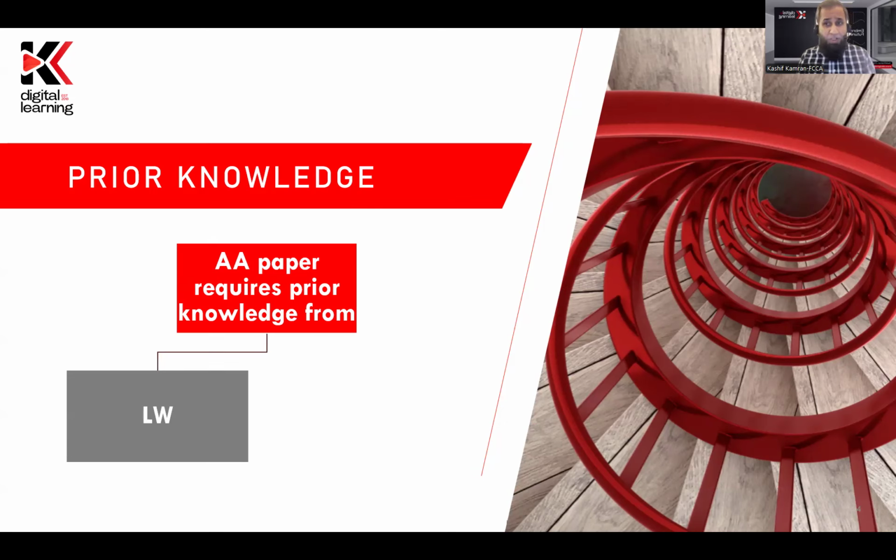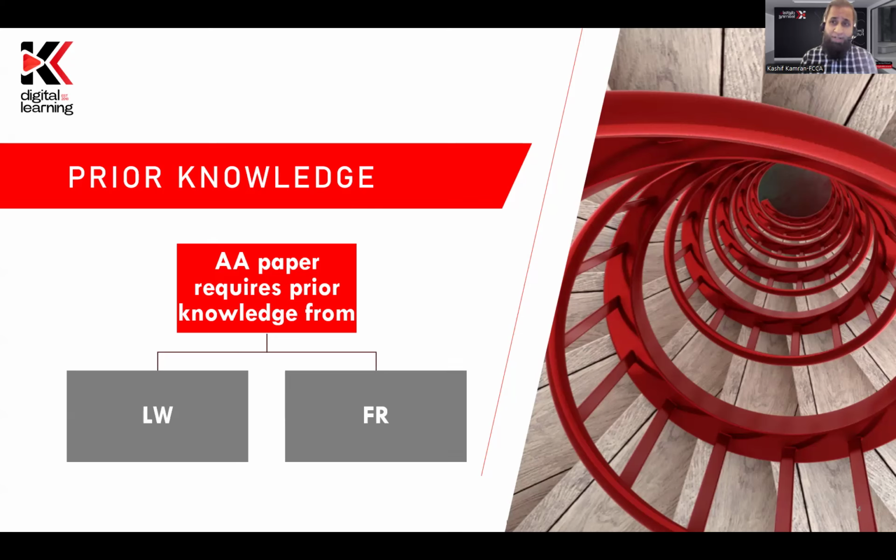And then the financial reporting paper. You should have sound accounting knowledge and sound knowledge around international financial reporting standards and international accounting standards, the ones you have done in the FR paper. So it's ideally beneficial to do the FR paper before the AA paper or with the AA paper, so you have up-to-date knowledge of the accounting standards, which will play a crucial part in you understanding the accounting treatments in the AA paper.